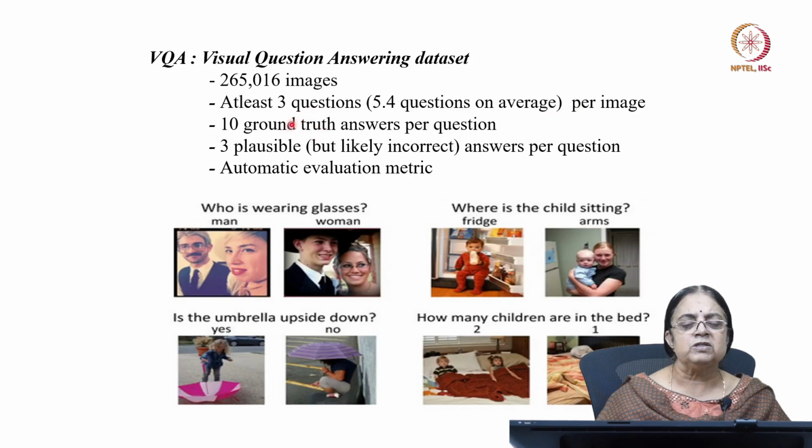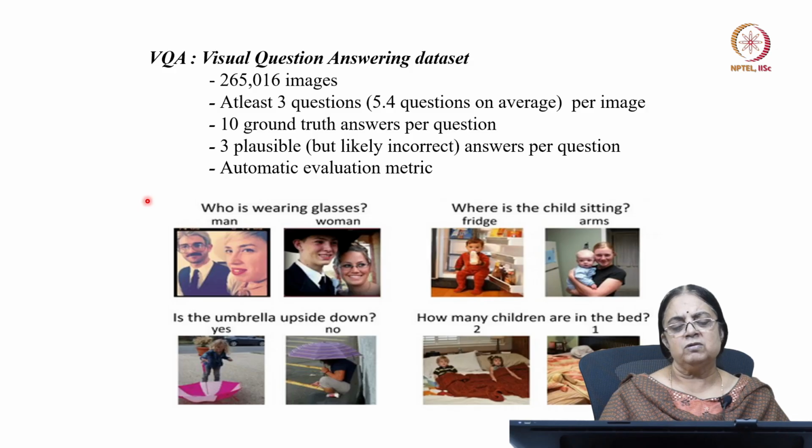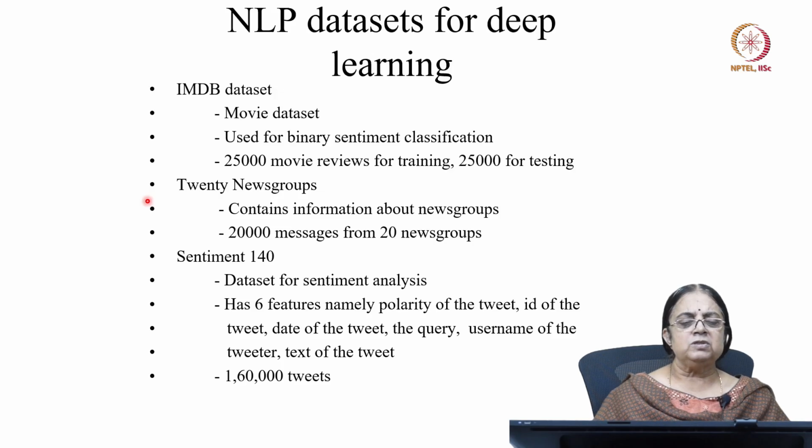So at least 3 questions and 10 ground truth answers per question, right? 3 plausible answers per question. And then you have of course an evaluation metric to check whether whatever answer you are getting is right or wrong. So those are all the image data sets. Next we will talk about the natural language processing data sets.